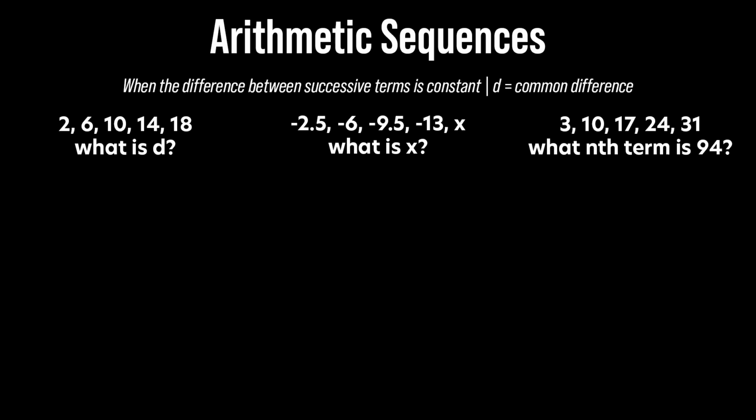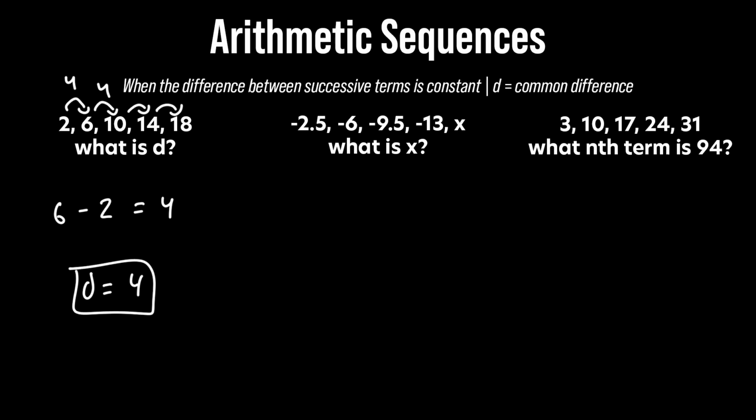So the first question is asking what d is. What does the first problem go up by? We see 2 to 6 is the first interval. Now we can find the difference by subtracting 2 from 6, and we get 4. And surely enough, this goes up by 4. 6 to 10 is 4 again, and it stays 4 throughout the entire sequence. So we can confidently say our d value is 4, the difference between terms.